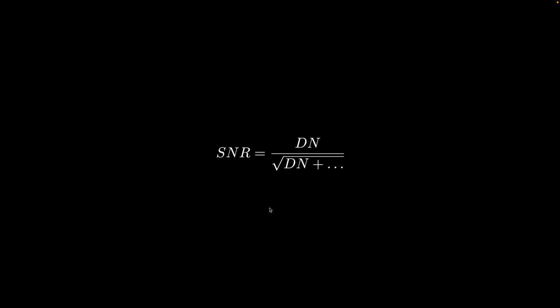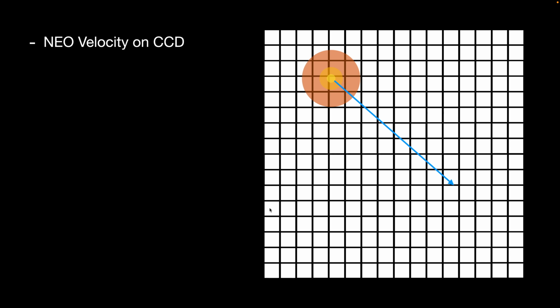Well, the equation says it: signal to noise ratio. I will mention it in just a moment. The first thing we can do is consider the NEO velocity on the CCD. Because if our exposure time is maybe 60 seconds or a minute or even 10 minutes, depending on the telescope properties, the object itself will move on the CCD. So the object has a maximum dwell time on each pixel. It moves along and leaves the pixel.